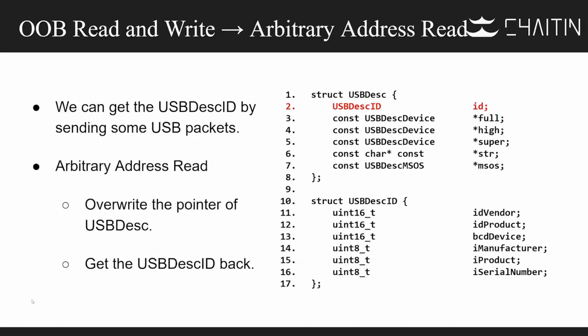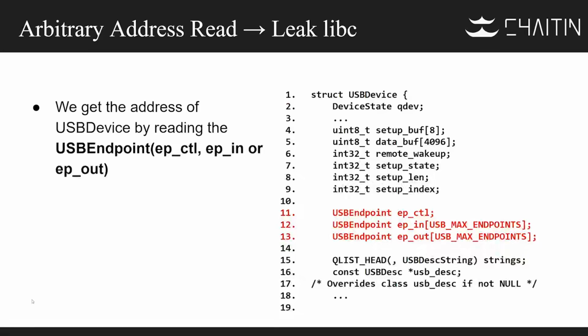So here comes the idea of arbitrary address reading. We can overwrite the pointer of the USB descriptor and then get the USB descriptor ID back to do an arbitrary address read. Now, we can do arbitrary address read. If we want to run some commands in the host OS to prove that we escape from the guest virtual machine, using the system function in the libc is a way to do it.